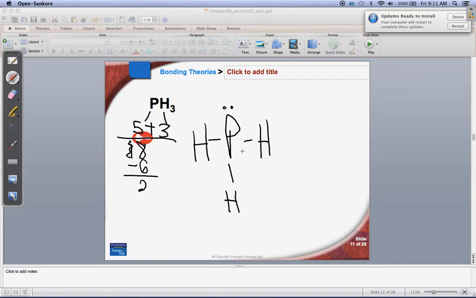Okay, now get out your green sheet. Focus on the central atom, phosphorus. You have to ask yourself, how many things is he bonded to, and how many lone pairs does he have? So if we take a look, phosphorus is bonded to 1, 2, 3 things. So there's 3 bonds. Okay, he also has 1 lone pair.